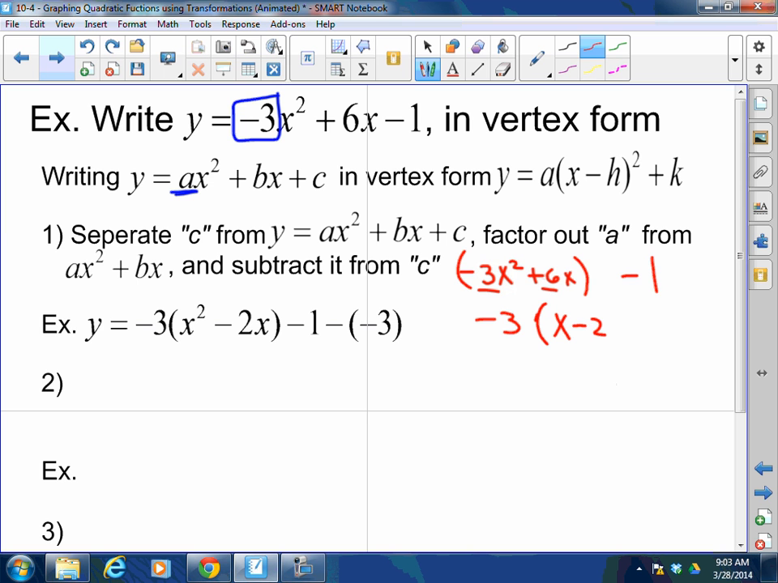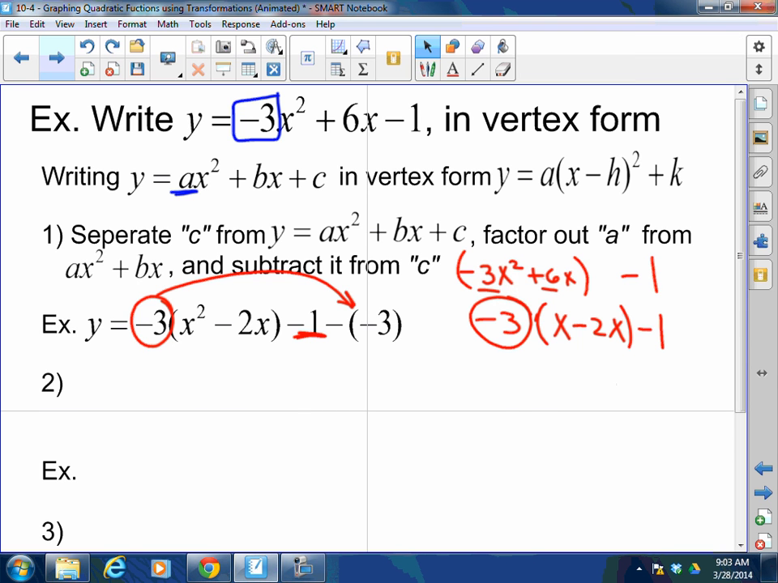It's minus 2x. Sorry, my bad. Now, this negative 3 here, I've got to do something with that as well. I've got to subtract that from the c that I just took out. So I have the a that I factored out, which I have to subtract from the c that I separated. Now after this, it's all the same.